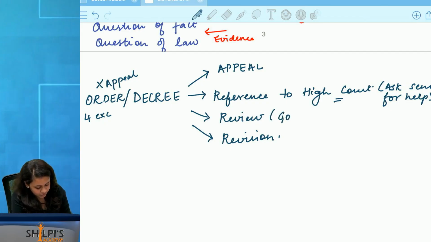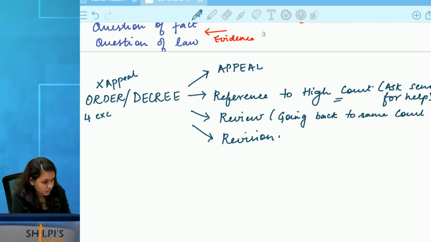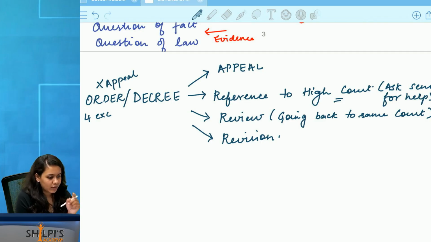Review is you're going back to the same court. You're going back to the same judge and you're telling the judge you made a mistake or you made an error and that you have to rectify it. Anyone ever tried going back to your teachers and saying, no, you corrected my paper wrong? You try that and see what happens to you. Okay? So review is not something that is so easily accepted. Review is you're going back to the exact same judge and you're telling the judge you made a mistake, that you made a really grave error, that if you don't review the same judgment again, then I will be inconvenienced.